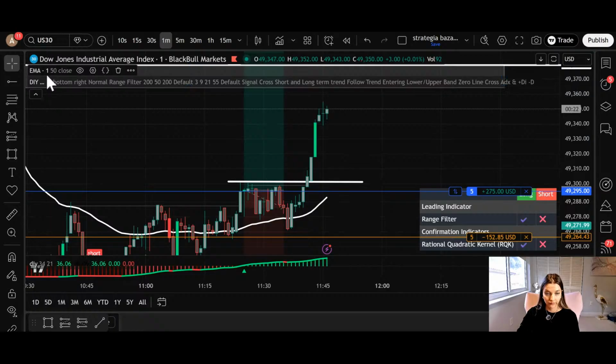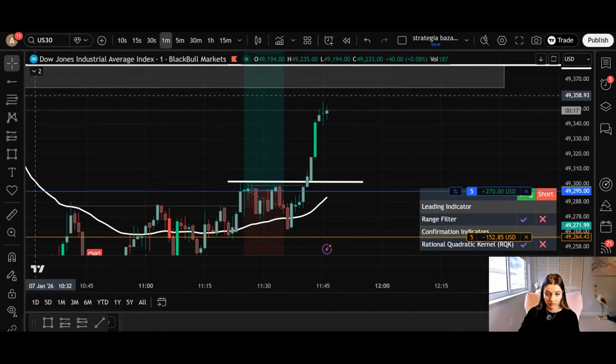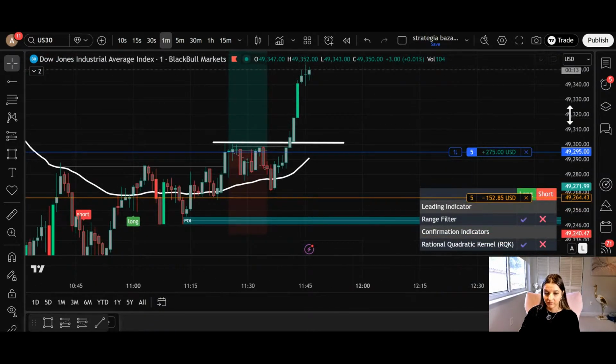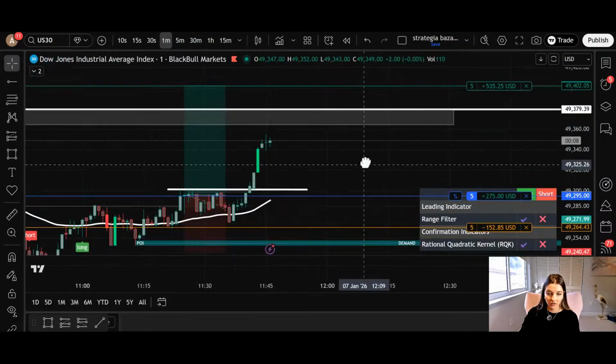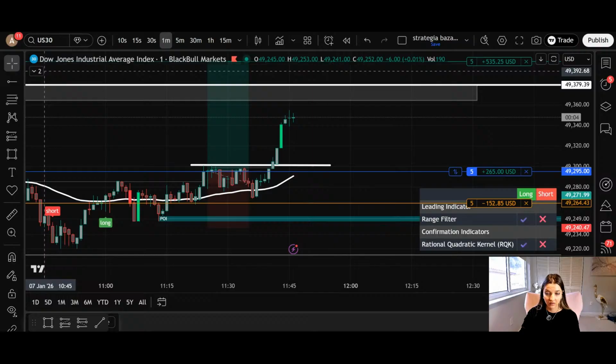Which one is it? I don't see it on my chart though. No, I don't like it. I already know I don't like it, because it gives me this here. It changed my candles. The other one is better visually.